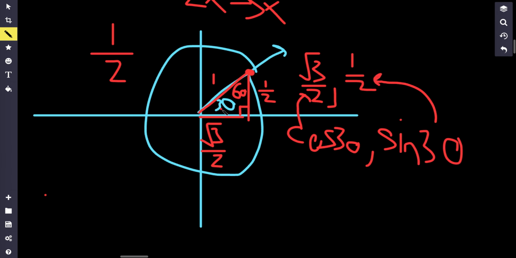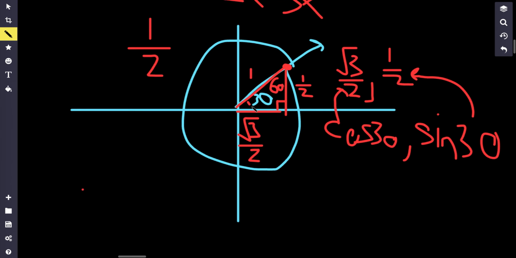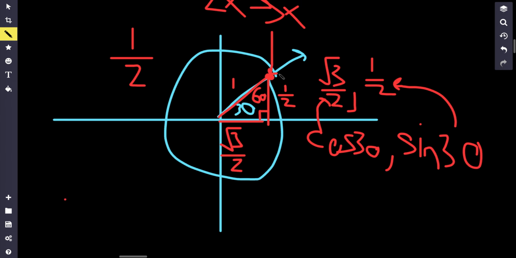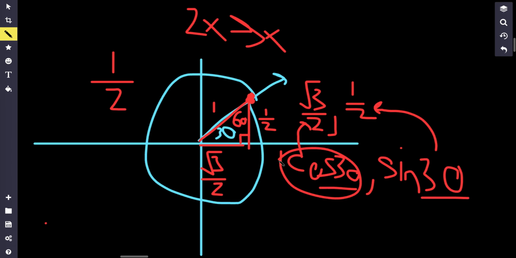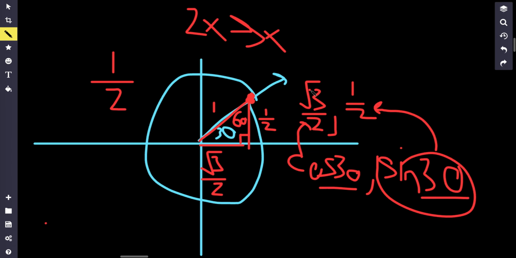Remember, we created a 30-degree angle, and the coordinate of the point right over here, where this ray intersects the unit circle, is just going to be cosine of the angle that you created, so cosine of 30, comma, sine of the angle that you created, sine of 30. So in this case, cosine of 30 has to be equal to radical 3 over 2. Sine of 30 has to be equal to 1/2.